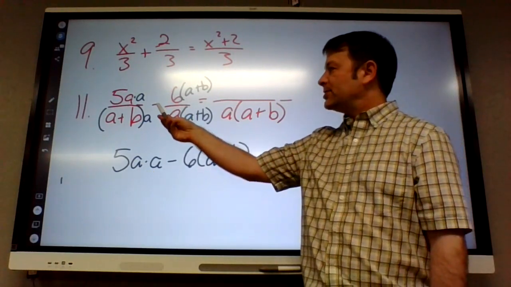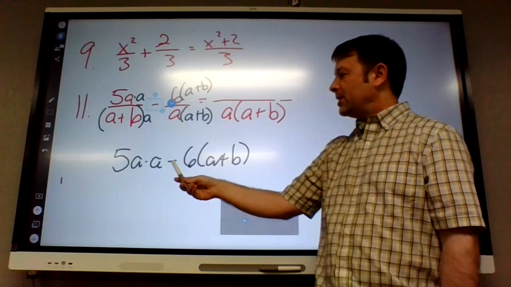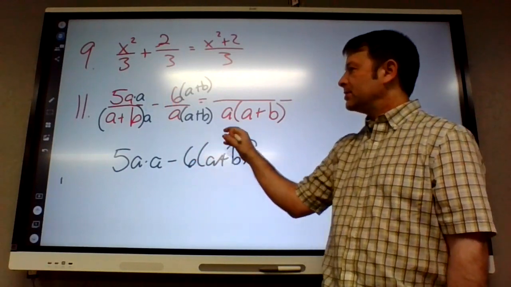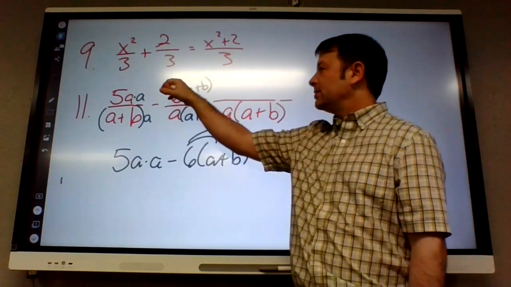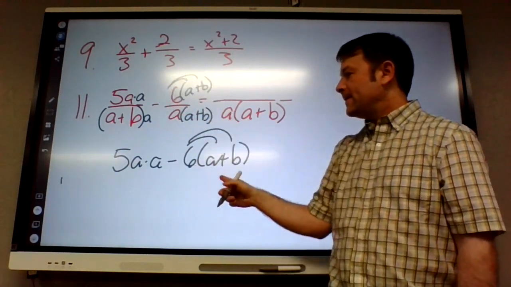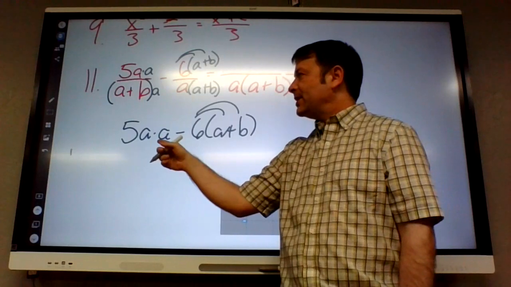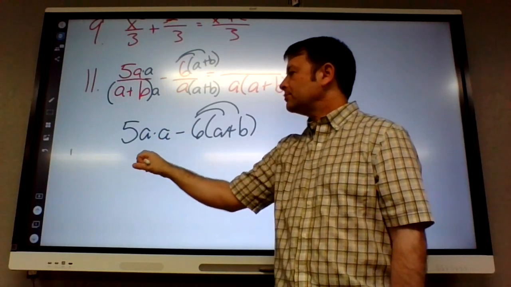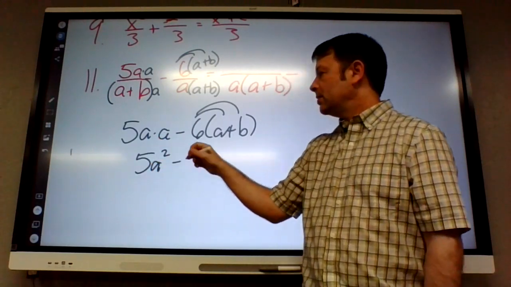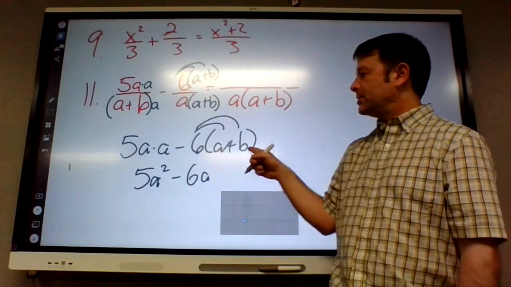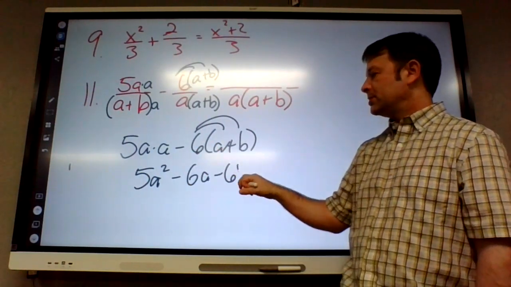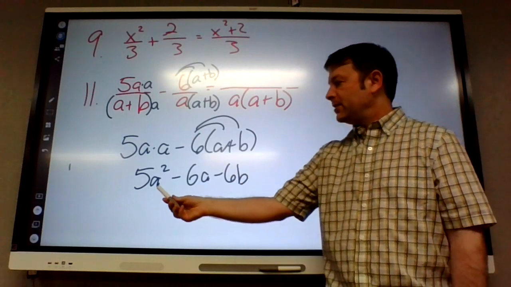So notice that minus comes with a 6. So you've got to distribute that negative 6. So what's 5a times a? Minus 6a minus 6b. Okay, does any of that add together?